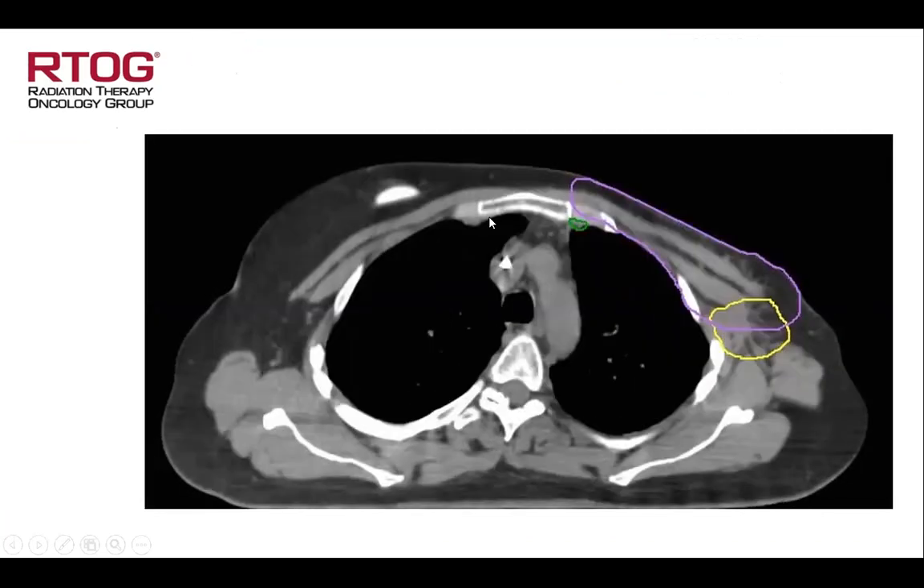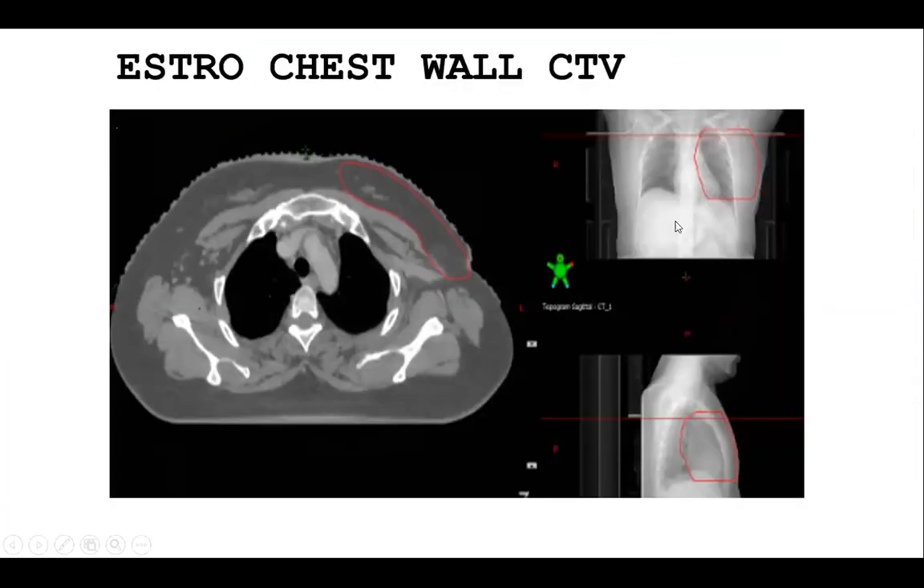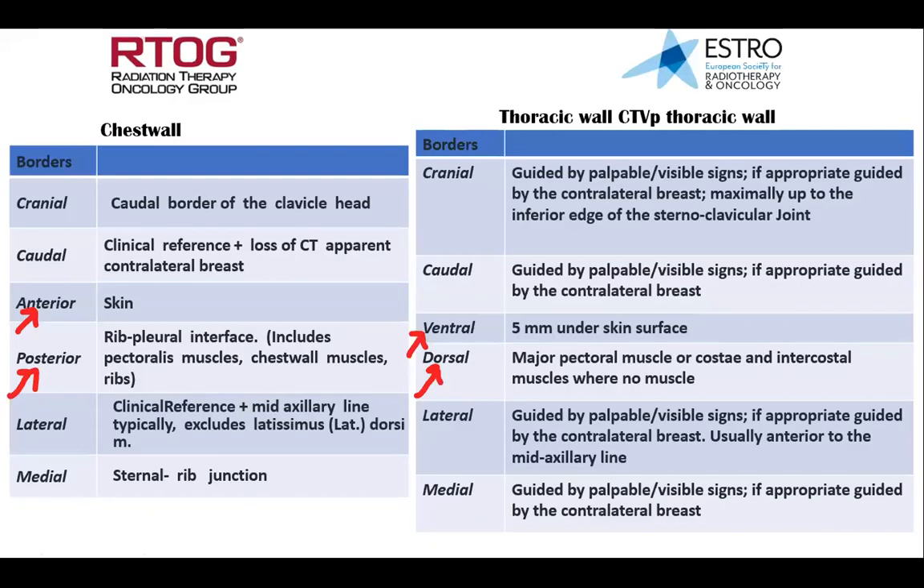I can see here, this is the RTOG guidelines. The dorsal border is taken till the pleural surface, including the ribs, and they have included the skin. Whereas in ESTRO, we can see that they have excluded the pectoral group of muscles, the chest wall muscles, and the ribs, and they have taken a margin 5 mm below the skin surface. So this is the basic and most important difference between these two contouring guidelines.